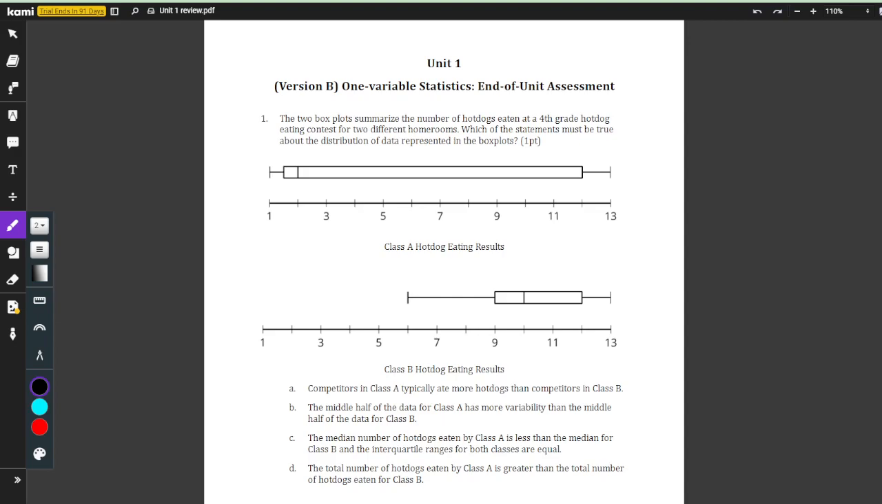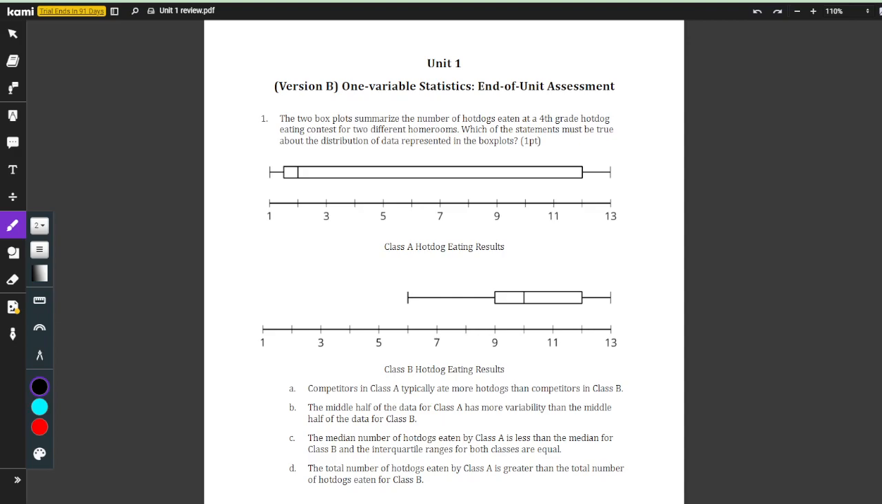We are going to learn about our Unit 1 review for Imagine Learning. This is our version B. We were talking about one variable statistics. So we're just going to get straight to it and talk about variability and center.